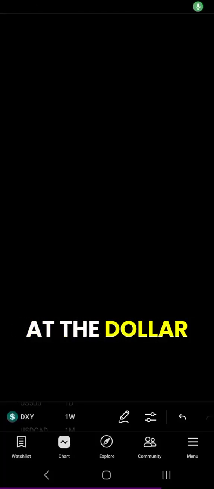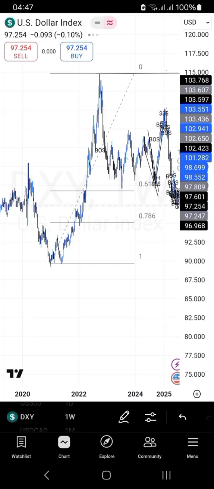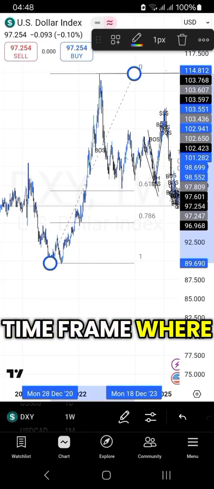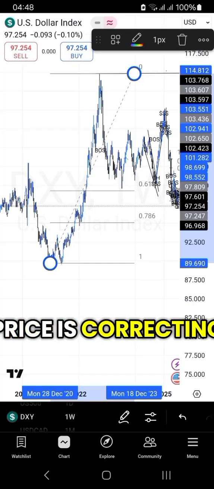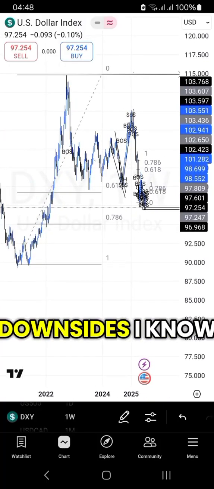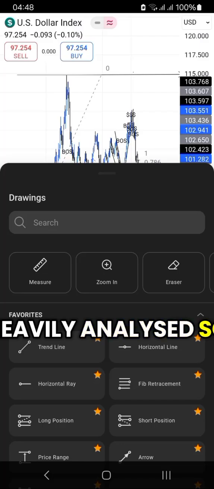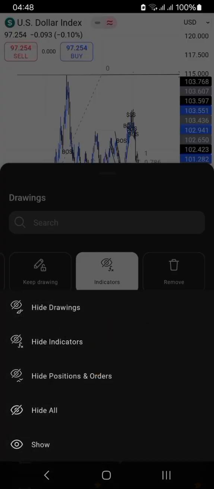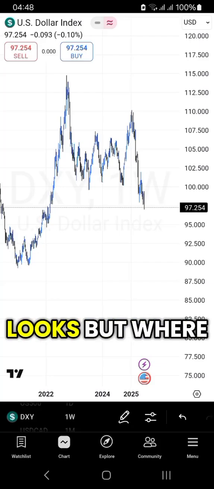Let's look at the dollar for a minute. Okay, we have this range here on the weekly time frame where price just shot up, and now price is correcting to the downside. I know the chart is heavily analyzed, so let me hide drawings. So yeah, basically this is how the chart looks.